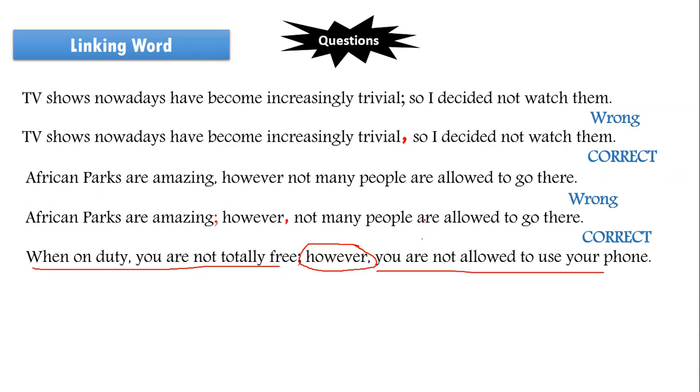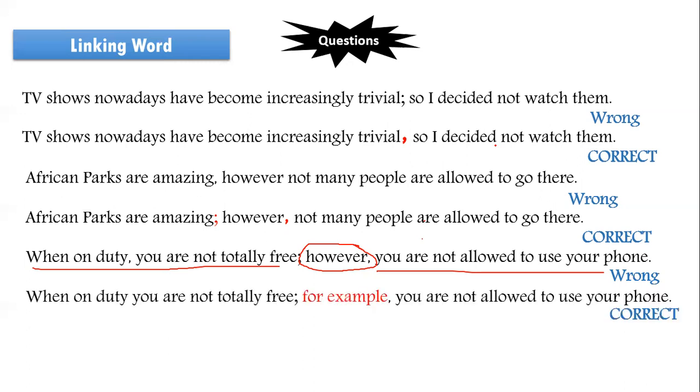Okay, it's wrong, ya shabab. You know why it's wrong? Because I don't see contradiction between the two sentences. The first sentence says, when on duty, you're not totally free. That's very general. You're not allowed to use your phone. That's a specific example of something I'm not allowed to do, something that makes me not totally free. It's not about punctuation at all. So for example, because actually I'm giving an example of something I'm not allowed to do, not using my phone. So the correct word was about meaning, actually, not punctuation.